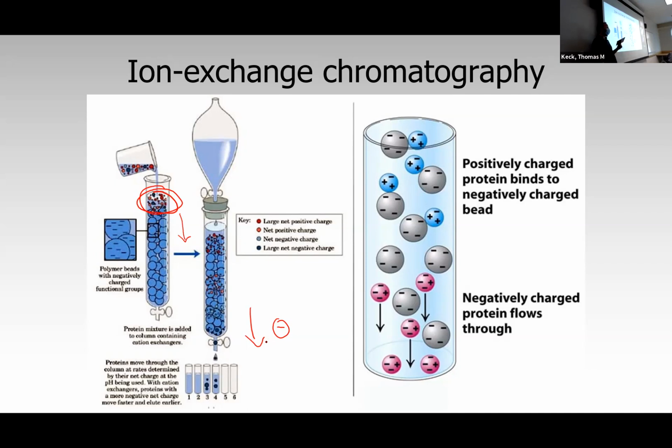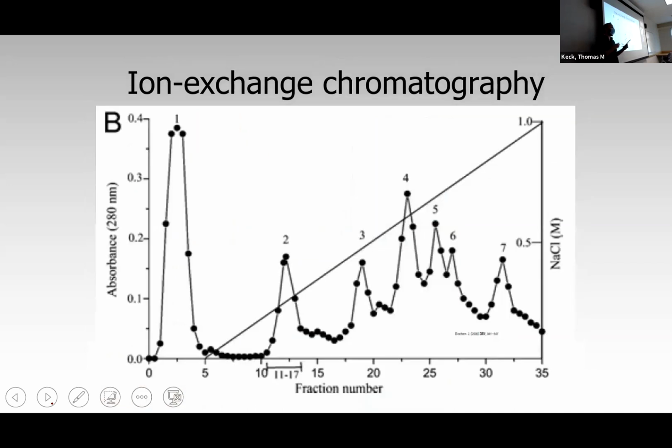Perfect. If you didn't hear that, you wash it with a salt buffer. So you actually change the buffer characteristics that you start flowing through, so that you can change the charge distributions overall in the column. That's illustrated here.